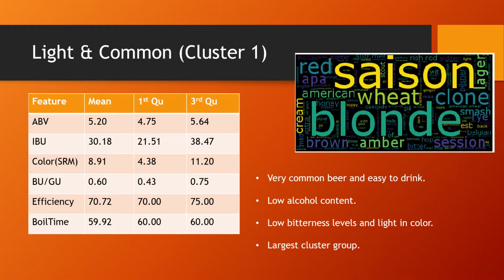Cluster number 1, I called it the light and common. Very, very common beer, easy to drink, low alcohol content, low bitterness levels, and light in color. It is the largest cluster group. As you can see, some of the common words for this cluster: saison, wheat, clone, blonde, amber, brown, APA, red. It is very, very light in terms of alcohol by volume, bitterness, and color.